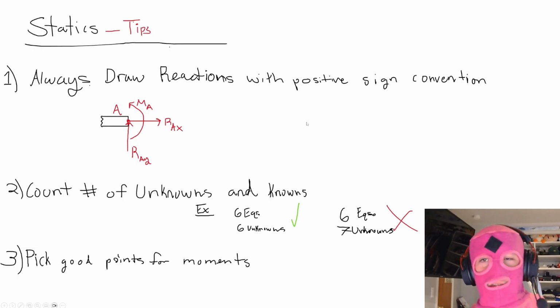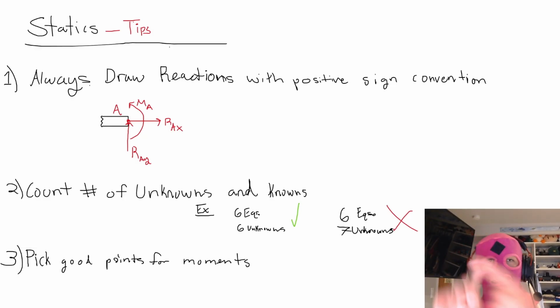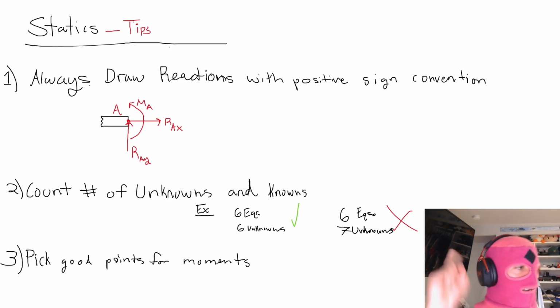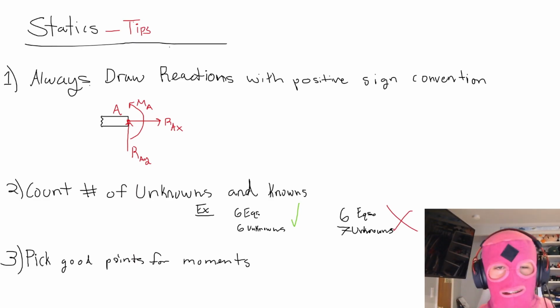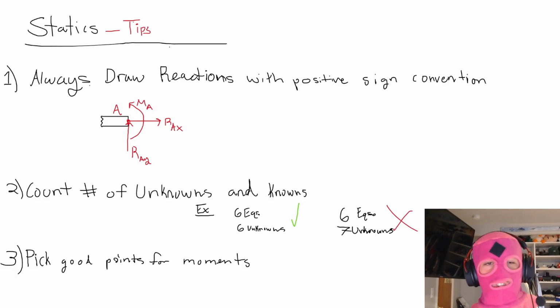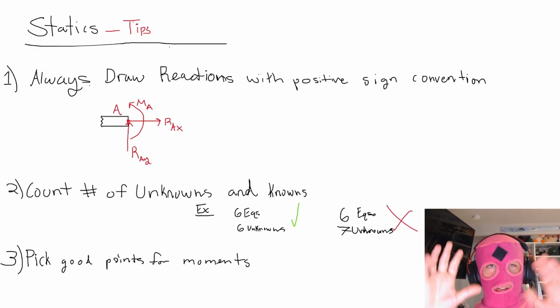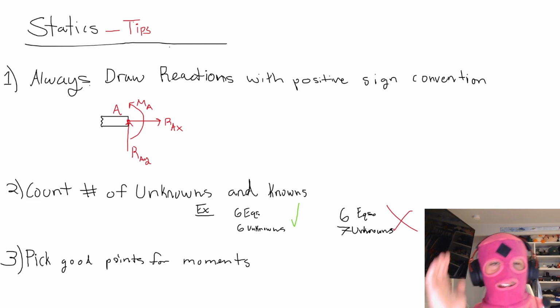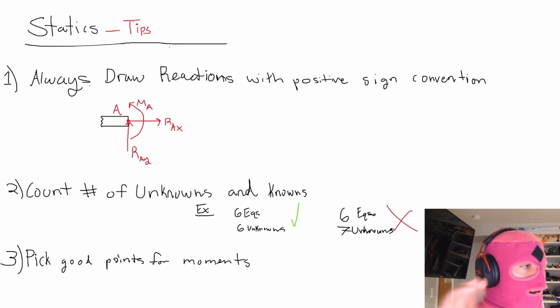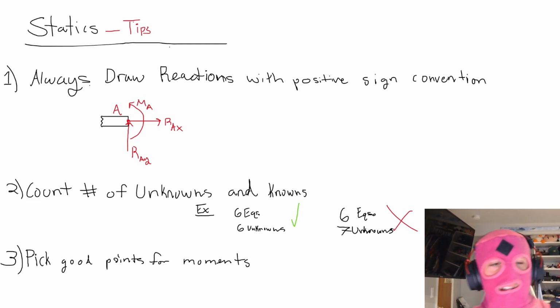Big tips before we get into some math. Always draw your reactions with a positive sign convention. Super freaking important, okay? You have your X direction positive, Y direction positive. Draw them in that. They are positive for a reason. I'll explain why. It makes tracking your negatives way easier. Same with the moment. Use your right hand rule. Counterclockwise positive.